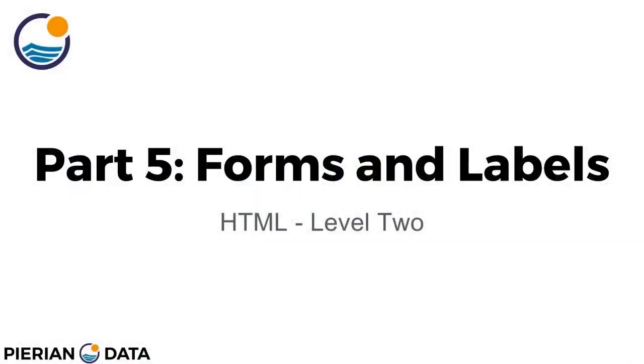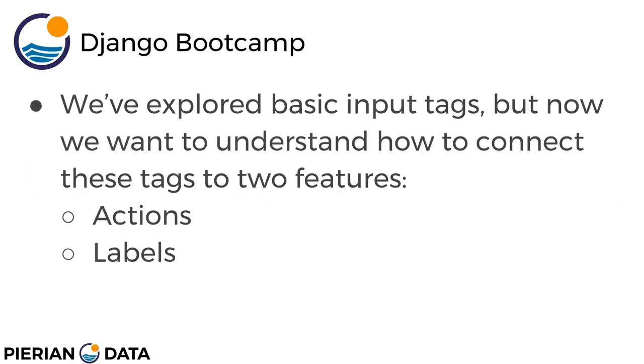Hello everyone, and welcome back to Part 5, Forms and Labels. We've already explored the basic input tags, things such as email types, password types, and we even saw some more fun ones such as the color type of inputs. But now what we want to do is really understand how to connect these various input tags to two features: one is an action upon clicking that submit button, and another one is actually labeling that input.